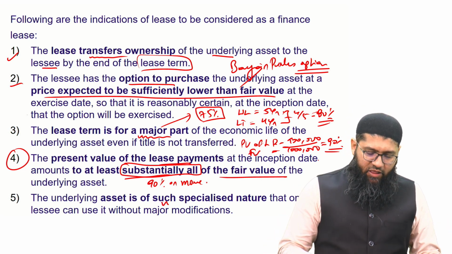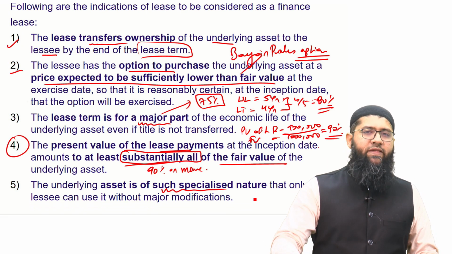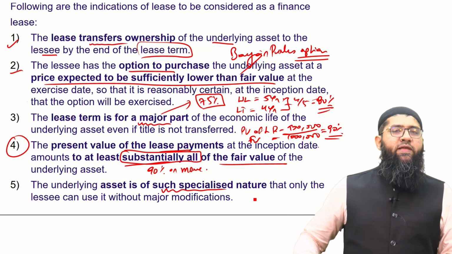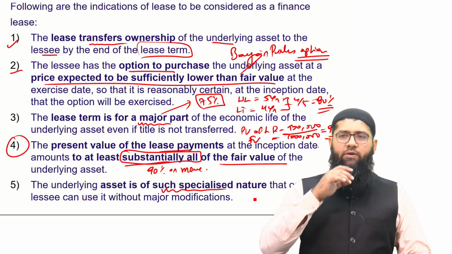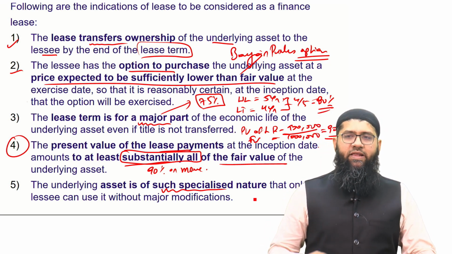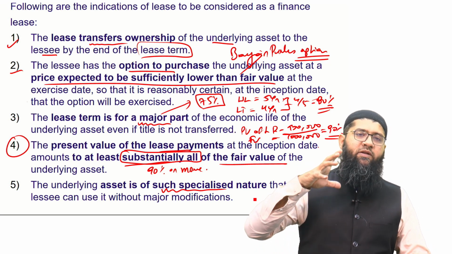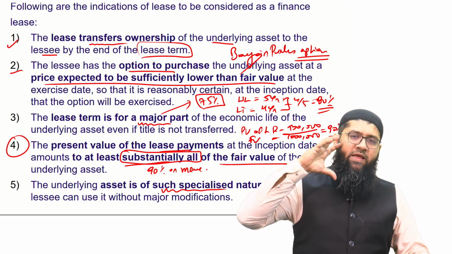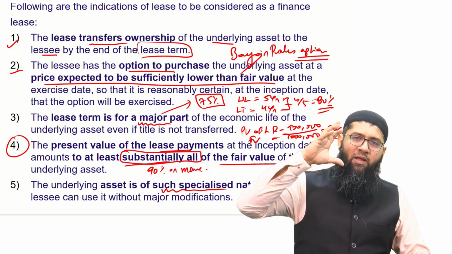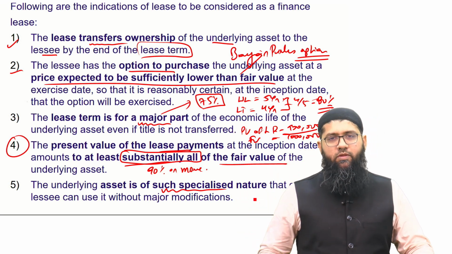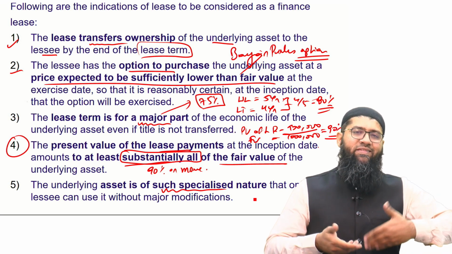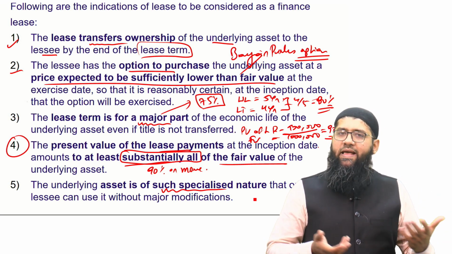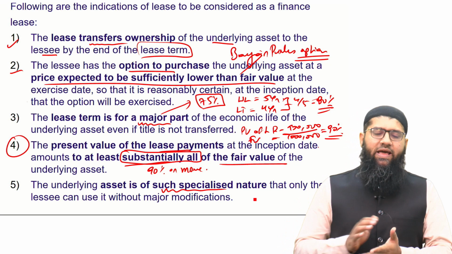Lastly, the asset is of a specialized nature that no one else can use it without major modification. So again, basically the concept of a finance lease is that the asset is being purchased, that is, the asset is being used for the sole purpose of the lessee's benefit. So IFRS 16 says that these are some guidelines, some indications that this lease agreement could be considered a finance lease agreement, right?